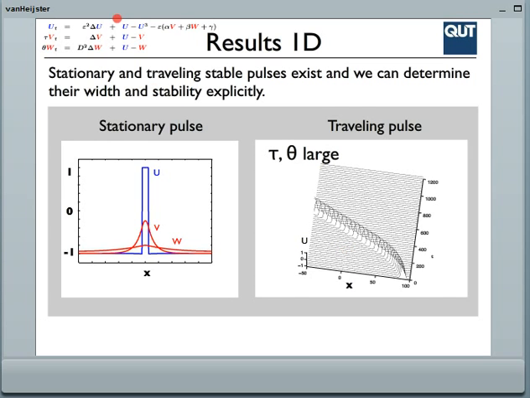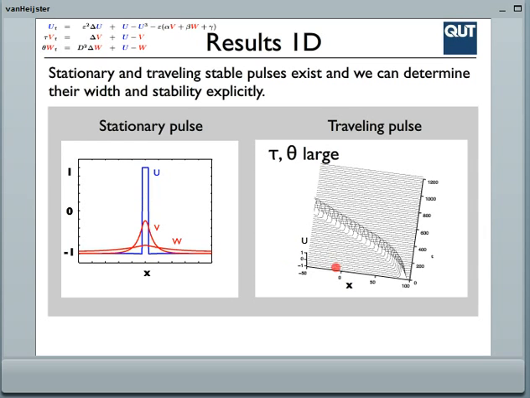Now, Laplace U just means U_xx. What we can do is construct stationary pulses, and we can determine whether they are stable or not. Moreover, we can also explicitly determine their width, so we can determine the distance between the front of the pulse and the back of the pulse. This is all of course in leading order, but then we know that it's real.